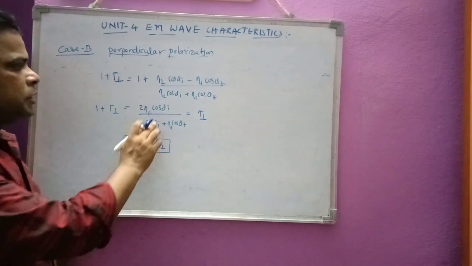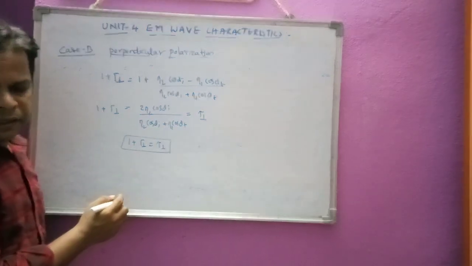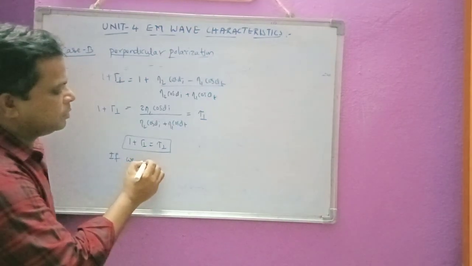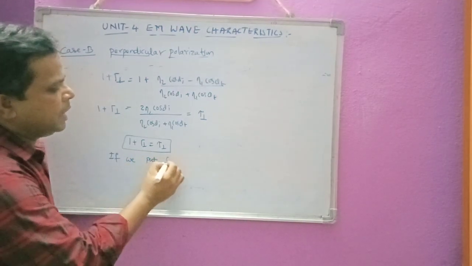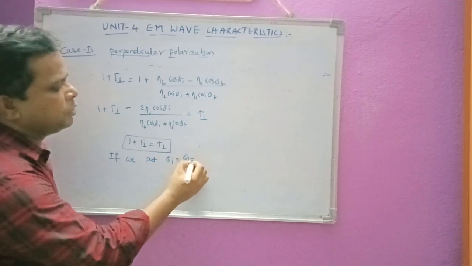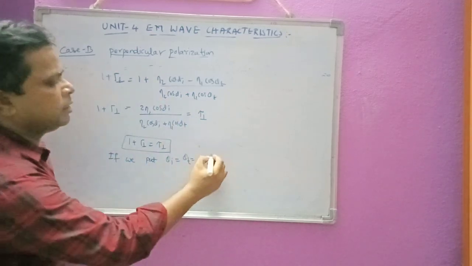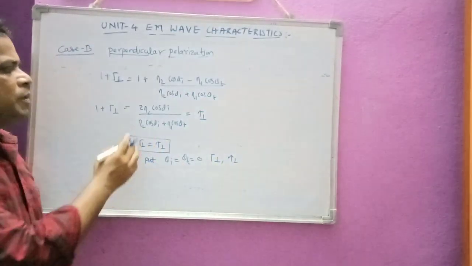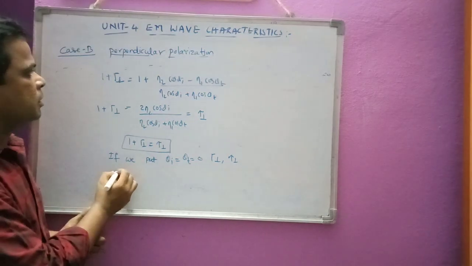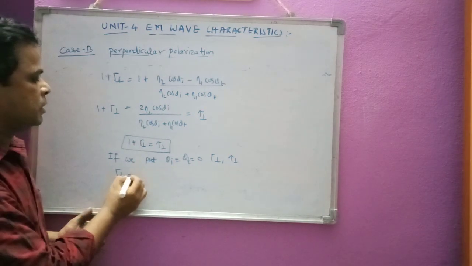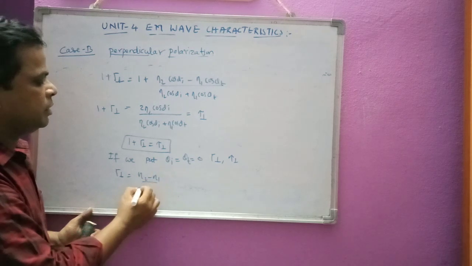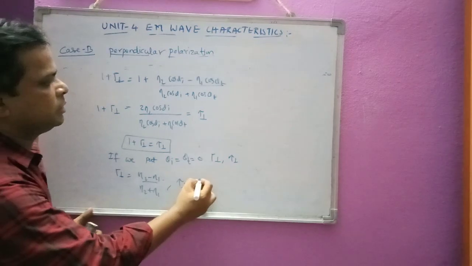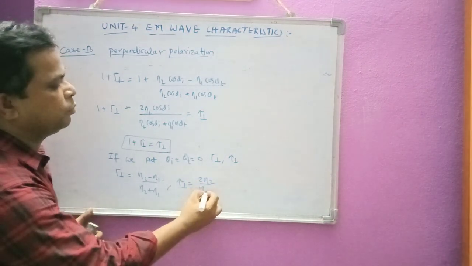Now if we set theta I and theta t equal to 0 in gamma perpendicular as well as tau perpendicular, we will get the same expressions. That is, gamma perpendicular as eta 2 minus eta 1 by eta 2 plus eta 1 here, and similarly tau perpendicular I will get as 2 into eta 2 by eta 2 plus eta 1.